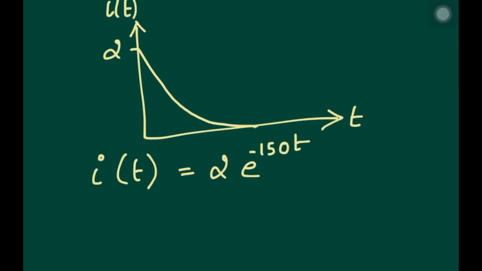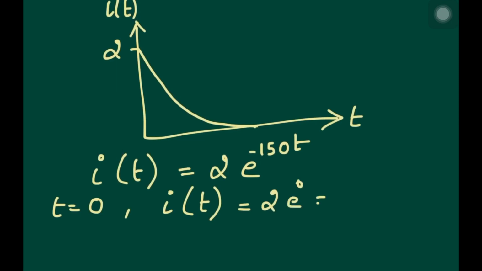Now say for instance time is equal to 0. Upon substituting t equal to 0, we get the current expression I of t will be equal to 2 into e power of 0, which is equal to 1. So 2 into 1, 2 amps. So it starts from 2 amps at 0 instant of time.